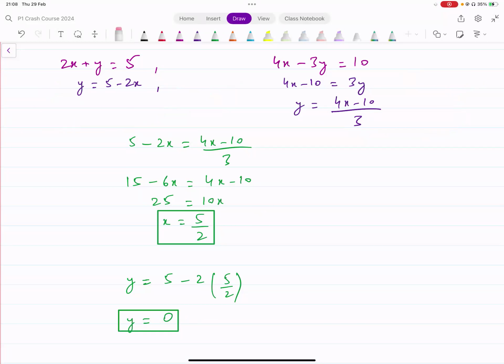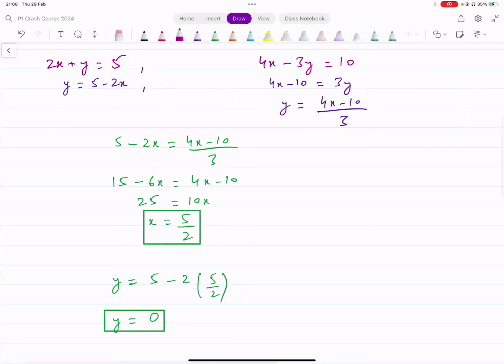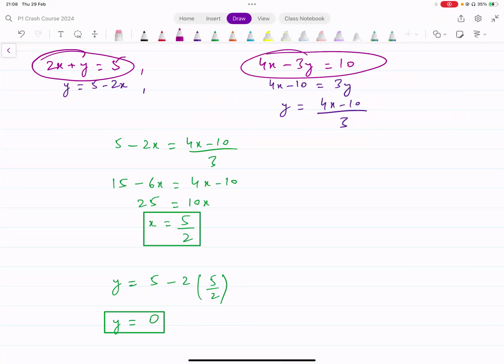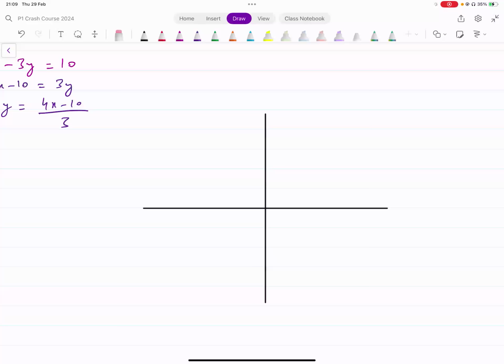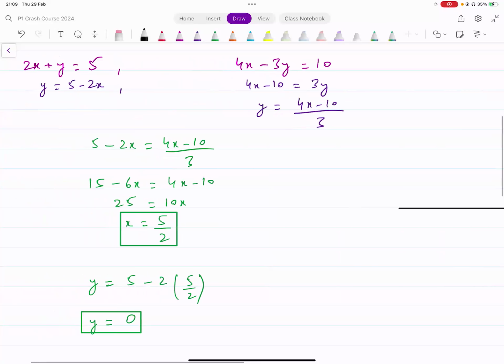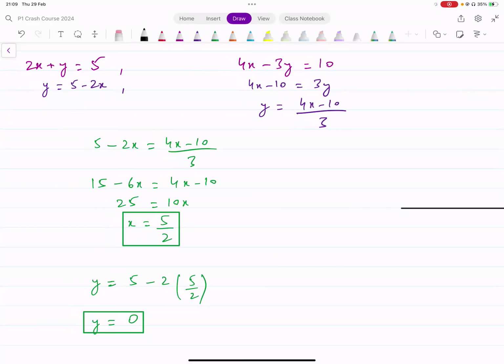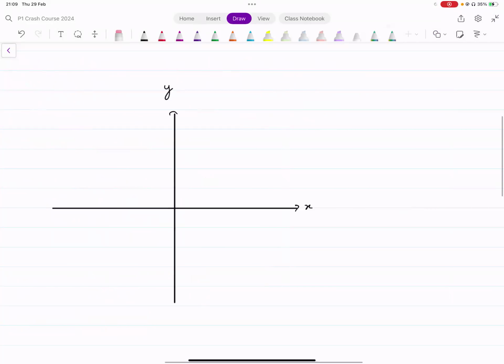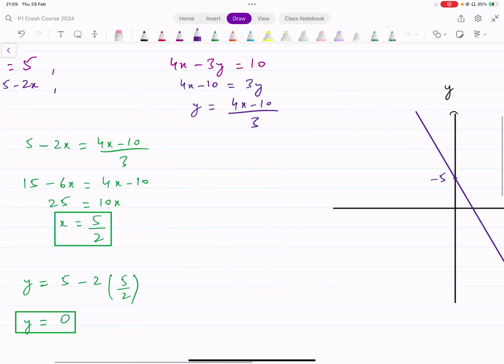Now it also has a meaning graphically, because these are straight lines. This is a straight line. This is a straight line. If you were to draw these on a graph like this, if you were to sketch these, this is the y-axis, this is the x-axis. The first one is a downward sloping line with gradient -2. We'll actually figure out how to find gradients next in a few minutes. But the first equation is going to look like this. It's going to have a y-intercept of +5.